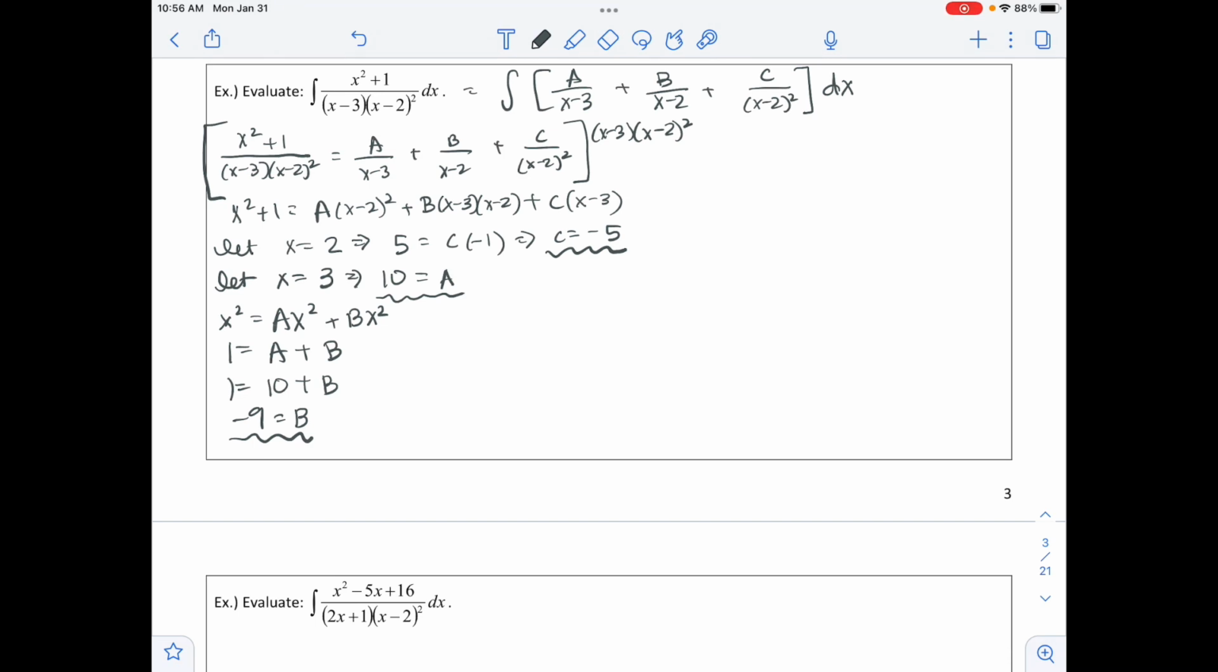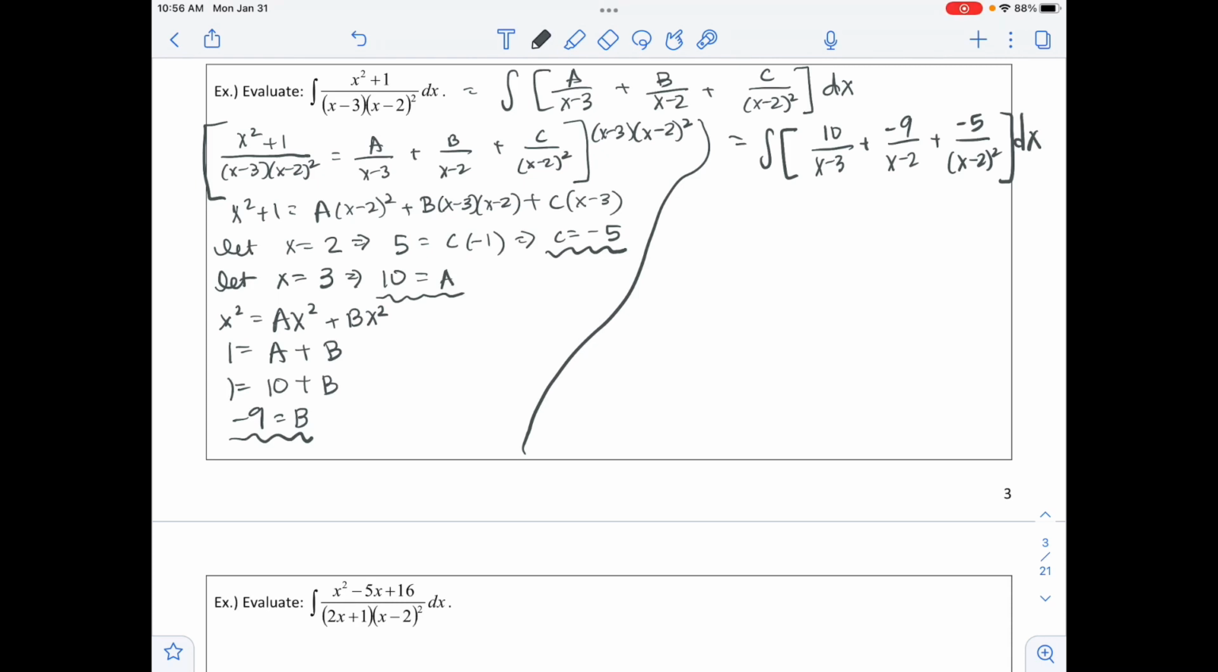So the integral that I have up here is going to simplify now to the integral of a over x minus 3, where a is 10, plus b, which is negative 9, over x minus 2, plus c over (x minus 2) squared, which is negative 5 over (x minus 2) squared, dx.